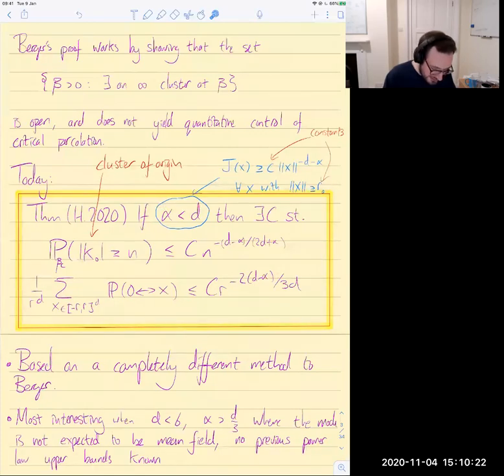the theorem is that there exist constants so that, with K(v) being the cluster of v, in other words, the connected component containing v in this random graph, the conclusion is that the probability that the cluster at the origin is large satisfies this power law upper bound. The probability that it's larger than n is at most a constant times n to the minus alpha over 2d plus alpha.